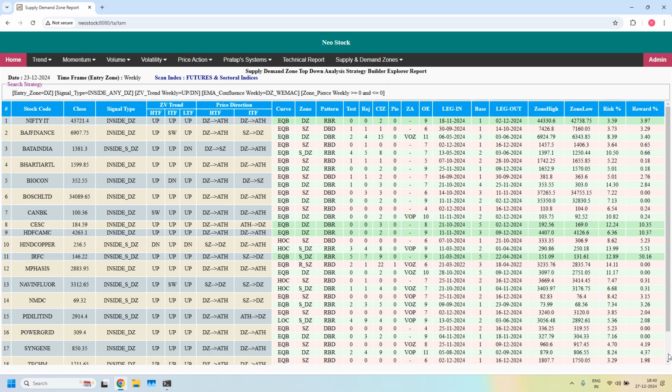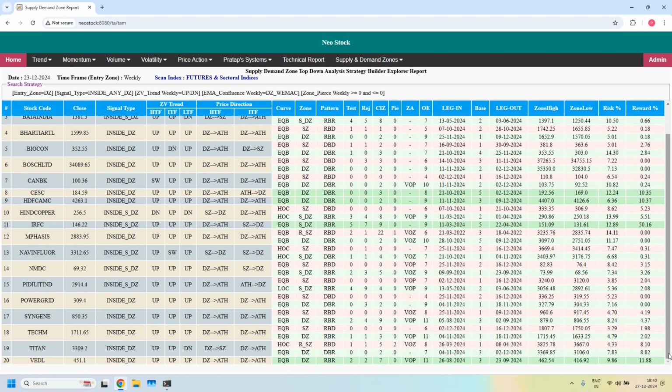I am scrolling the list down. So total 20 stocks are filtered. These 20 stocks are having a weekly demand zones with weekly EMA Confluence, and also current price closed inside these weekly demand zones.